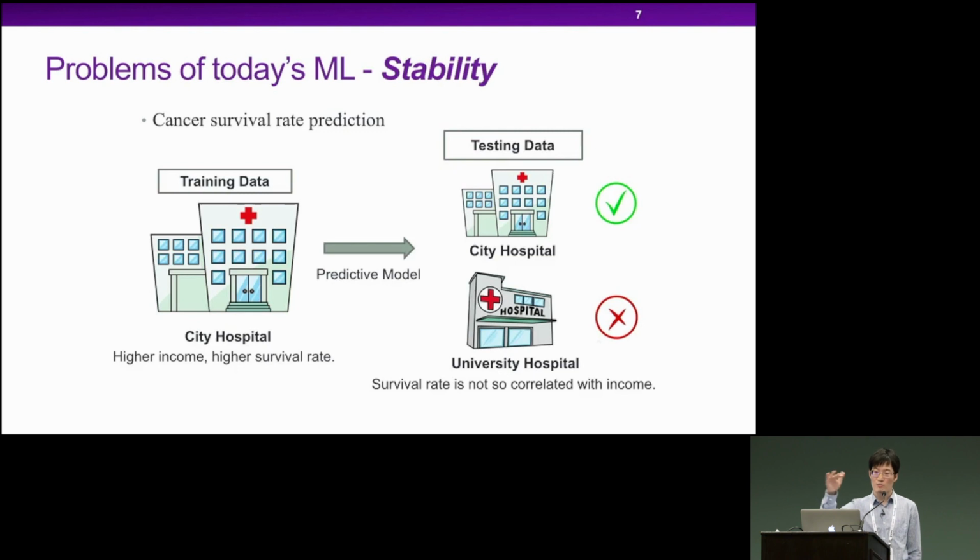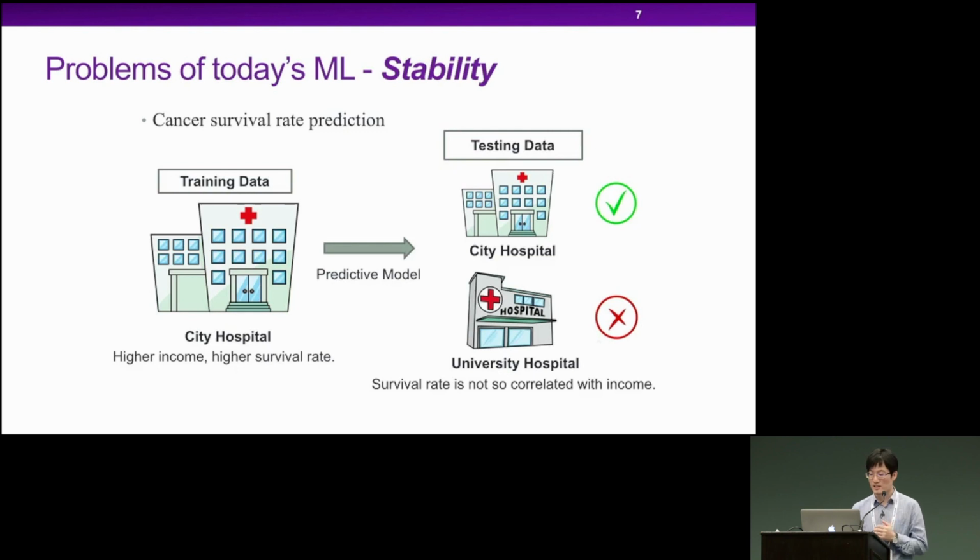Because the level of treatment that you can get is determined by your income, by how much money you can pay, right? So if you just predict this kind of survival rate, the income level actually is quite a strong predictor, right? But if you try to apply this kind of model to the university hospital, then you will get a problem.